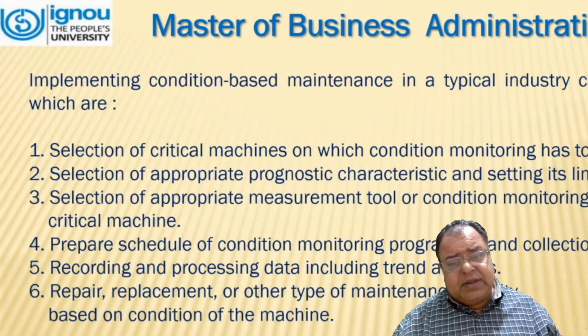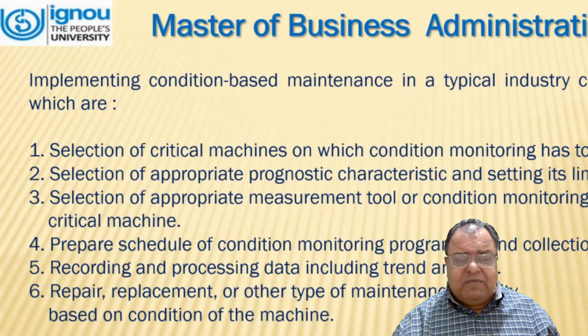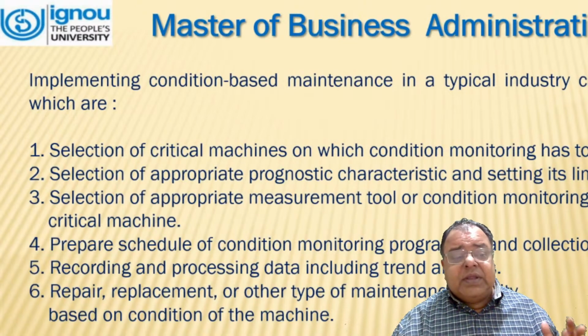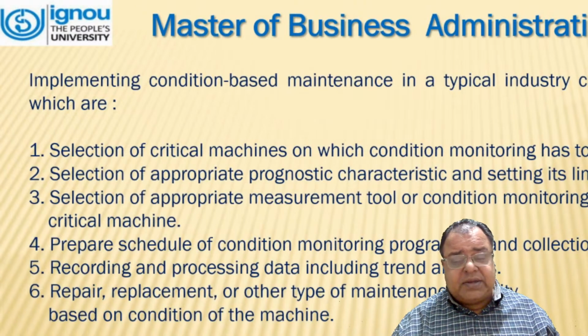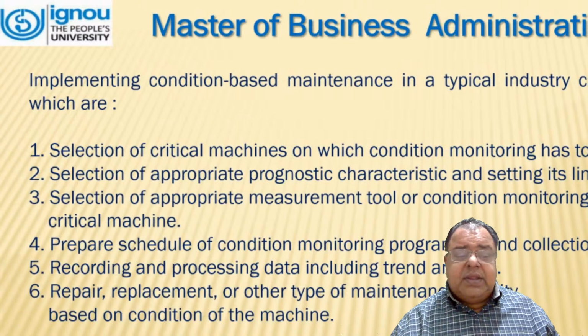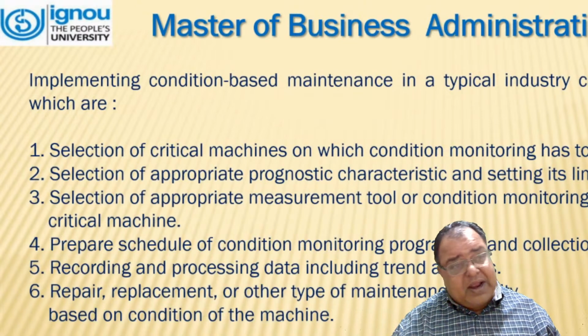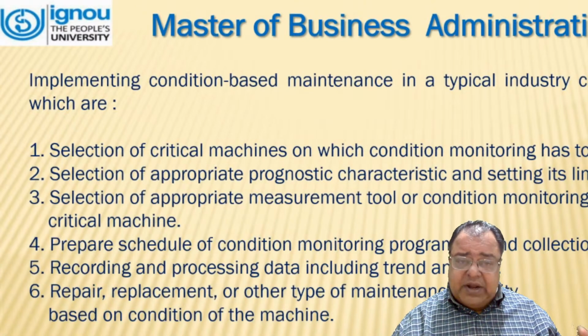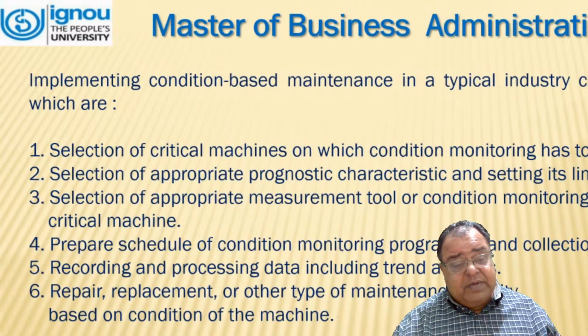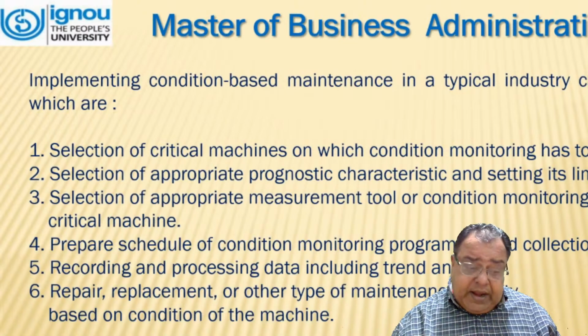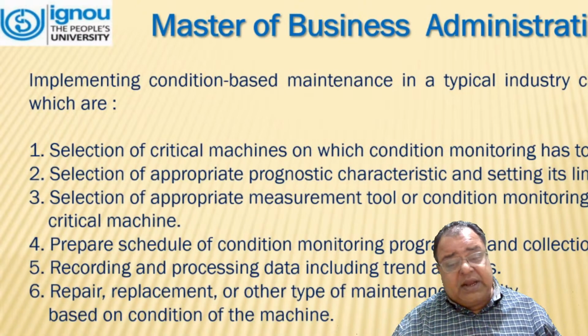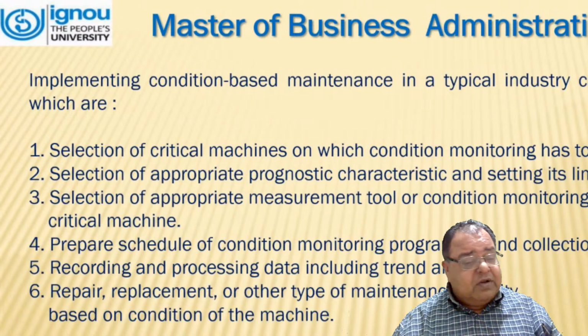Implementing condition based maintenance in a typical industry calls for a few steps. First one, selection of critical machines on which condition monitoring has to be carried out. Secondly, selection of appropriate prognostic characteristics and setting their limits. Third is selection of appropriate measurement tools or condition monitoring method for each critical machine. Then prepare a schedule of condition monitoring program and collection of data, recording and processing, including trend analysis, and repair, replacement, or other type of maintenance activity based on condition of the machine.